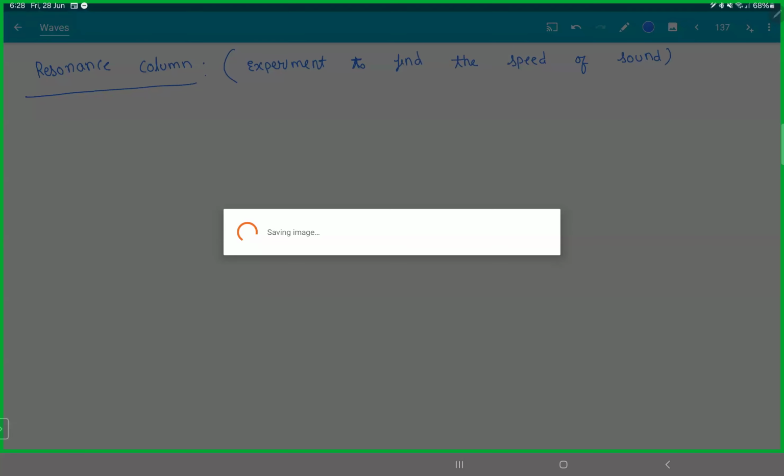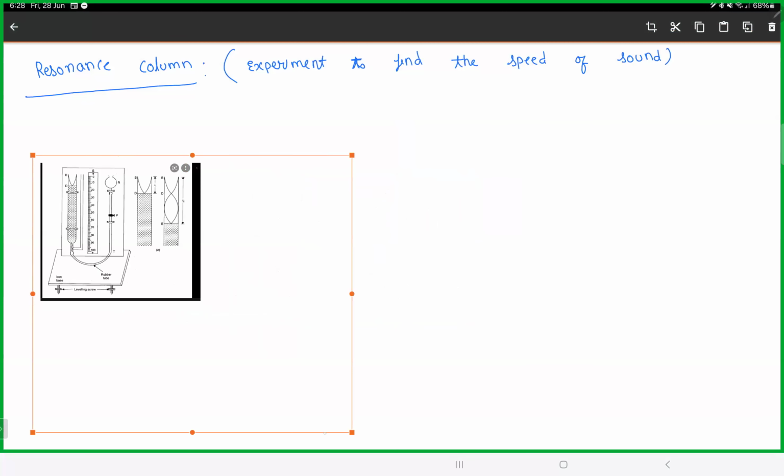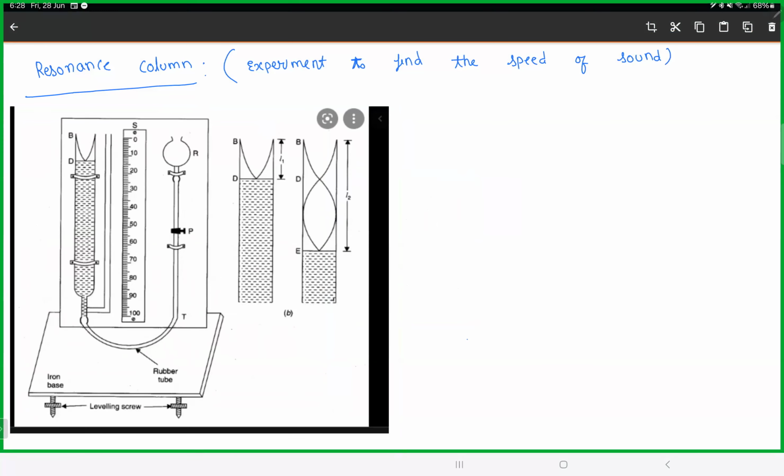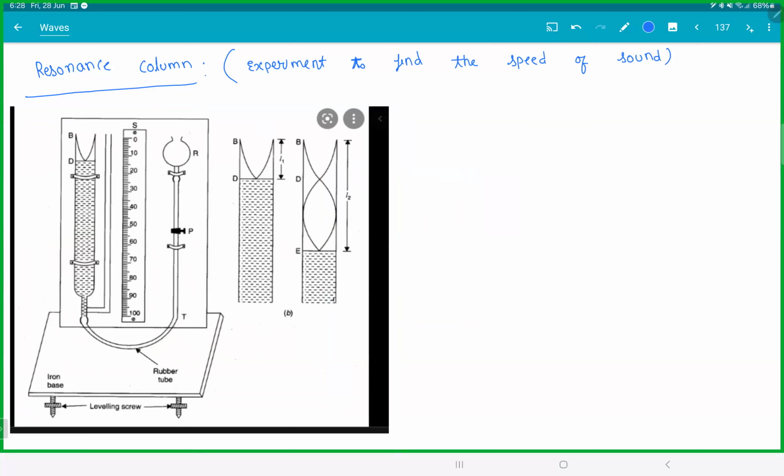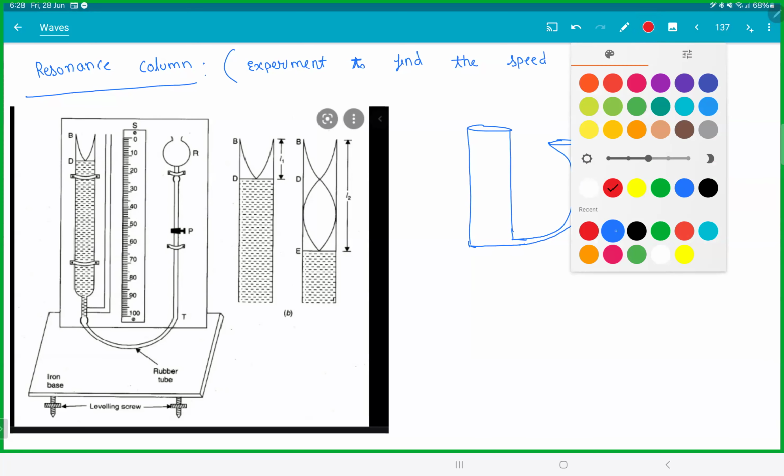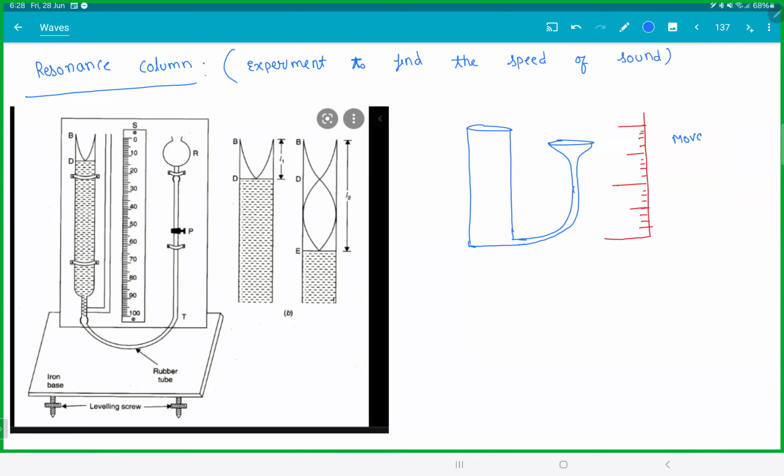Yeah, this is the proper setup. Let me show it in a simpler version. Simplistically, this thing would look like this. We have a pipe here. At the bottom, it is connected to something like this. To the right here, we have a scale. This thing is a movable funnel. You can move it up and down.